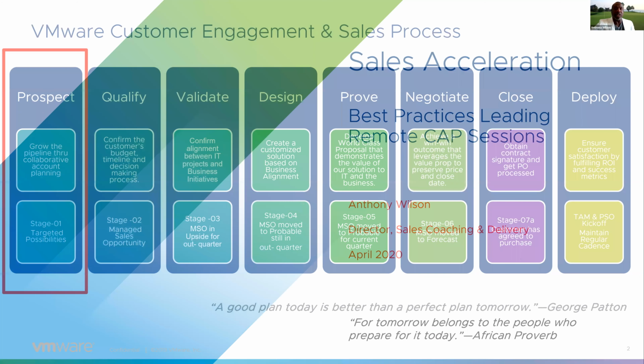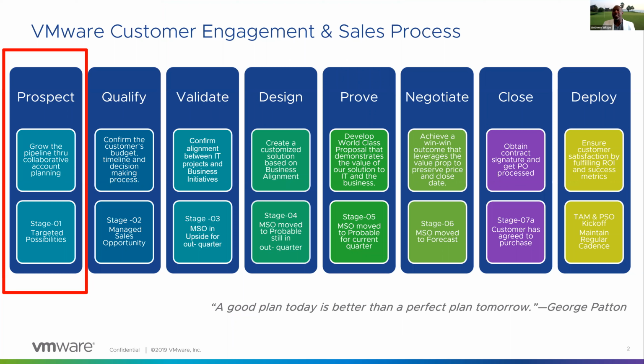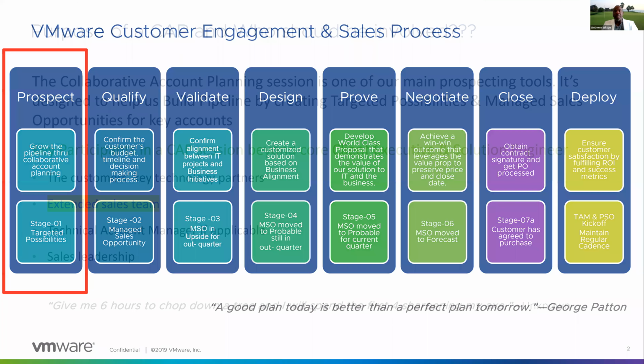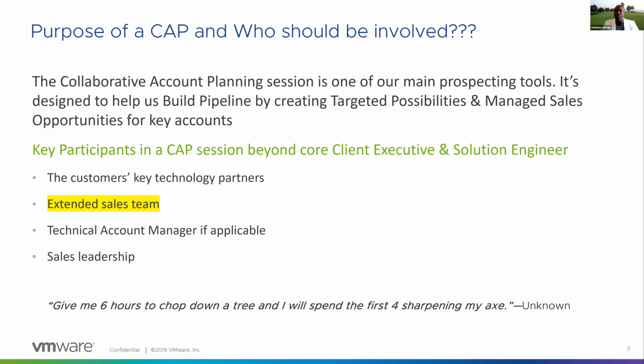First, where does it begin? Let's go back to our overall VMware customer engagement and sales process. First, it starts with prospecting. So what's the goal of prospecting? It is to use targeted sales plays and collaborative account planning to create targeted possibilities and manage sales opportunities. That's what helps us build a pipeline in our key accounts. The folks that are going to participate in a collaborative account planning session are going to be the customer's key technology partners, technical account manager, if applicable, sales leadership, and of course, the extended sales team. And again, that's what got this started: how do I make sure I get the extended sales team completely bought in to doing an effective collaborative account planning session?